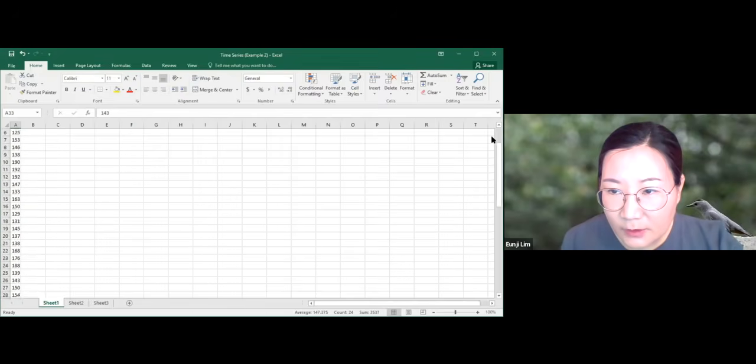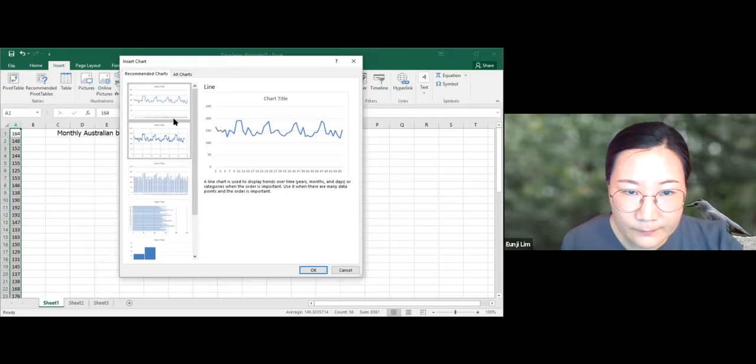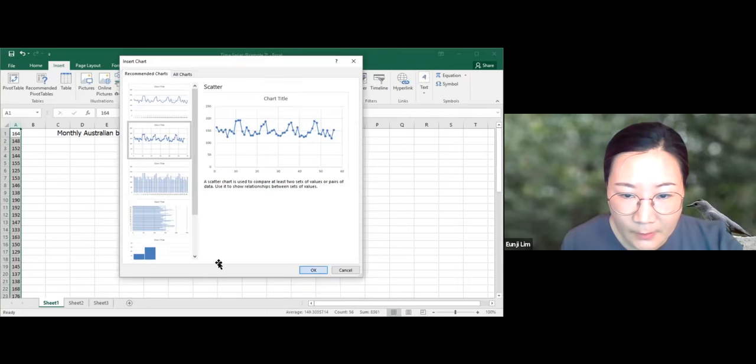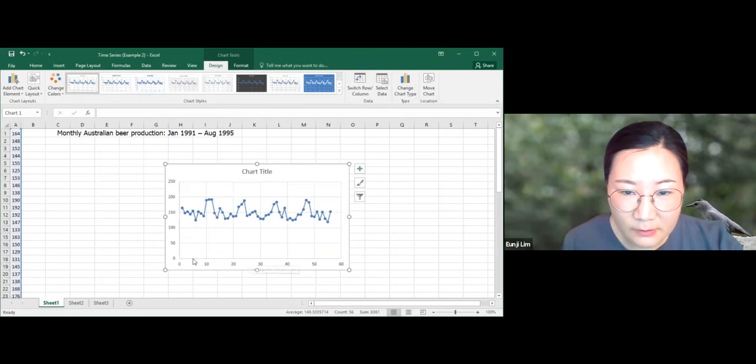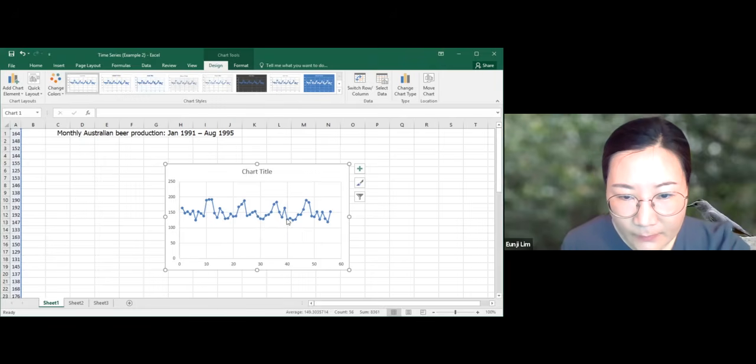Now let's look at the next example. Now in this data set, we have the monthly Australian beer production from January 1991 to August 1995. So let's plot this on the XY plane. On the x-axis, you have the time, the y-axis is the sales. What kind of pattern do you think this one has? It looks like it's horizontal.